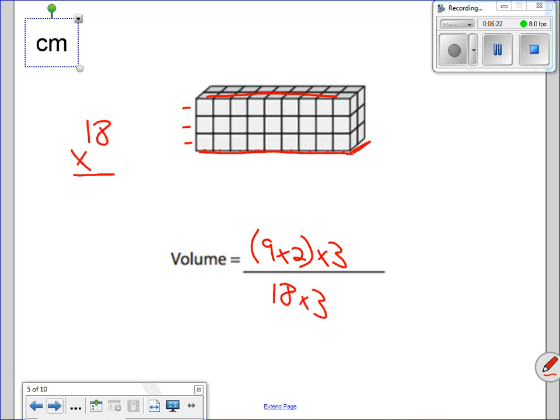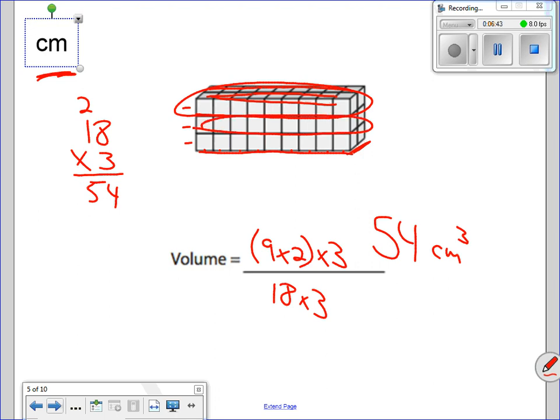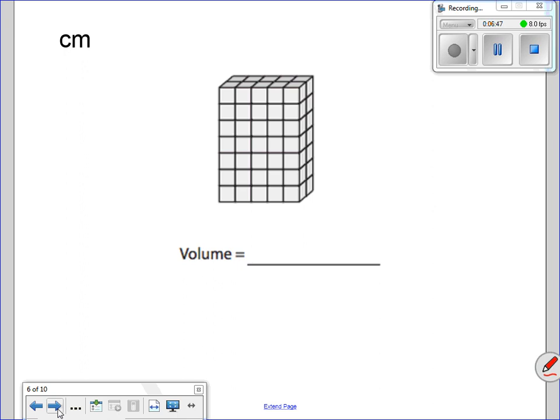9 times 2 is 18, times 3. 18 times 3 is 54 centimeters cubed. Now, does that make sense? Let's take a look here. Well, if I have 9 here, that means I have 9 cubes here. I have 18 on this row, 18 on this row, 18 on this row. That would be 54. Next problem here.